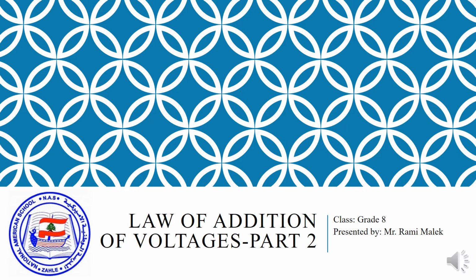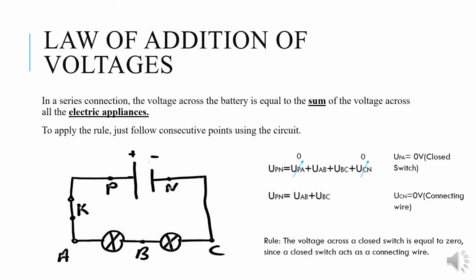In this video we'll continue with the law of addition of voltages. As we already said, in a series connection, the voltage across the battery is equal to the sum of the voltages across all the electric appliances. To apply the rule, I have to just follow consecutive points using the circuit.